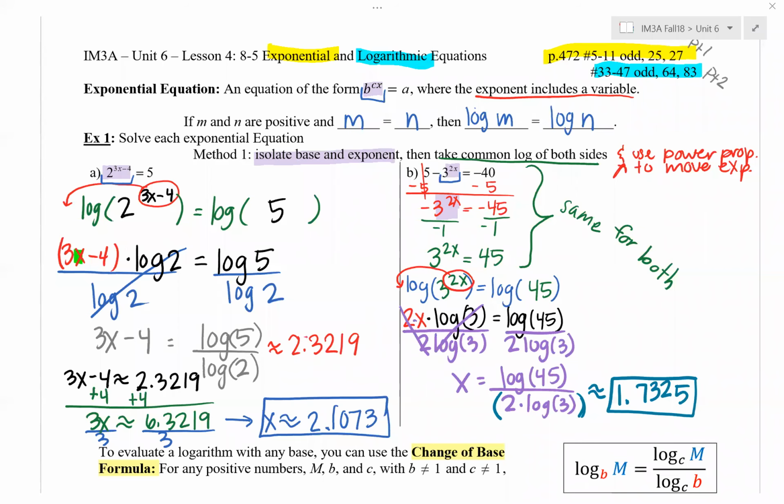We're working on Unit 6, Lesson 4, which is from Section 8.5, Exponential and Log Equations. Today we're going to talk about the log equations. So the assignment, I believe, starts on 472. It might be 473, but you're doing 33 to 47 odd, and then 64 and 83. So let's flip to the back.